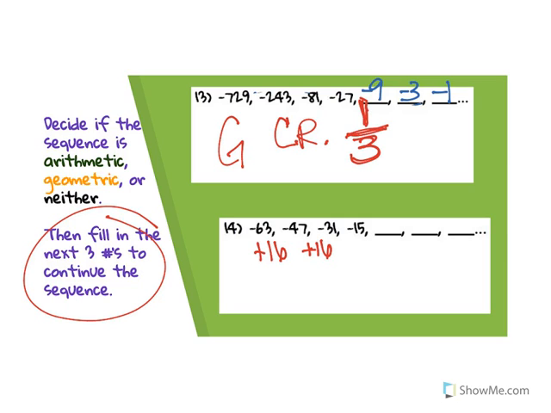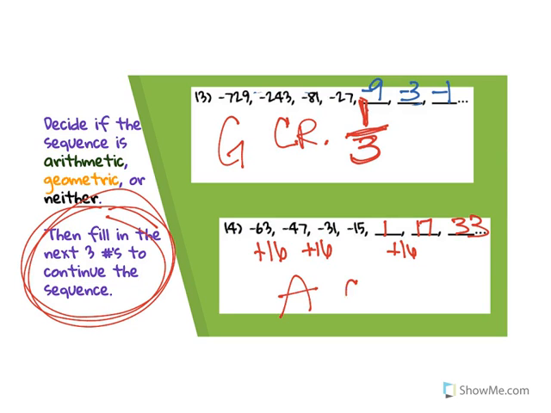Okay? So then I'm going to do negative 15 plus 16, and what do I get? I get 1. 1 plus 16 is 17. 17 plus 16, I don't trust myself this morning, is 33. So those are the next three numbers like we're supposed to get. And then because we're adding, it's arithmetic. You don't have to do this on your assignment, but it's a common difference of 16.